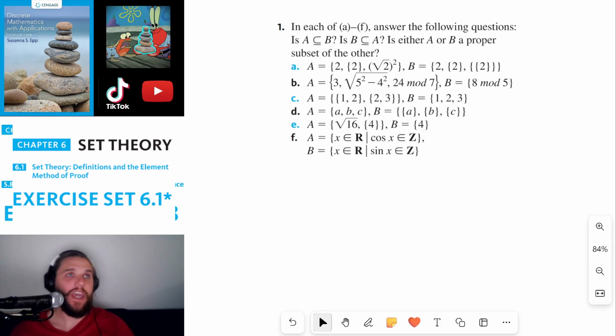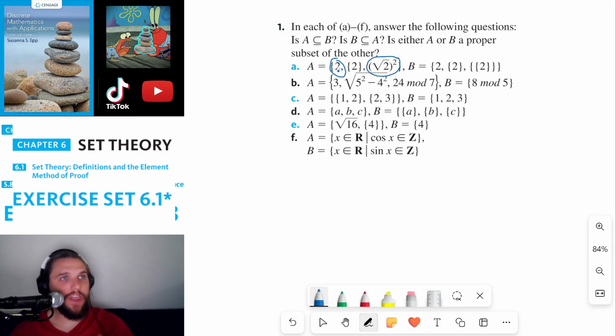The set A contains the element 2, the set containing the element 2, and the element the square root of 2 squared. Now, I should mention that the square root of 2 squared is 2, but we're not going to think of these two elements as different elements because they're actually the same element. So even though 3 elements are listed here, there are really only 2 elements in the set A, and the third element is just a repeat of the first element. So even though it looks like there are 3 elements here, there are actually only 2.